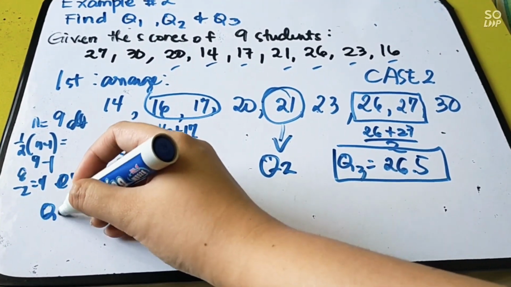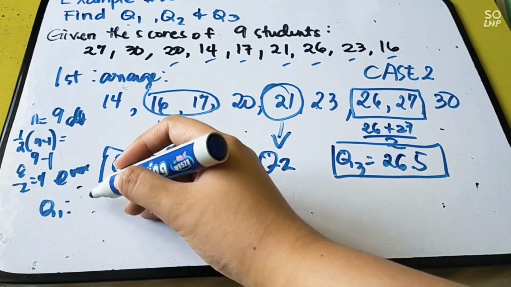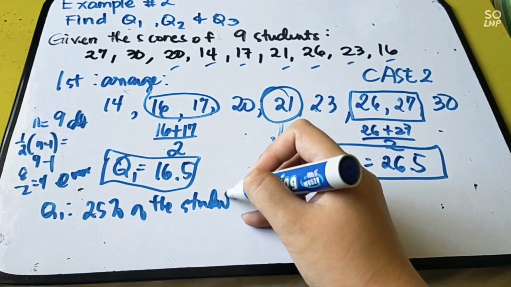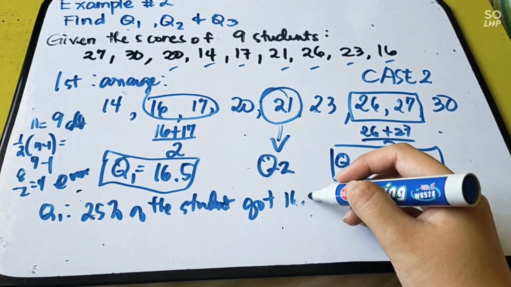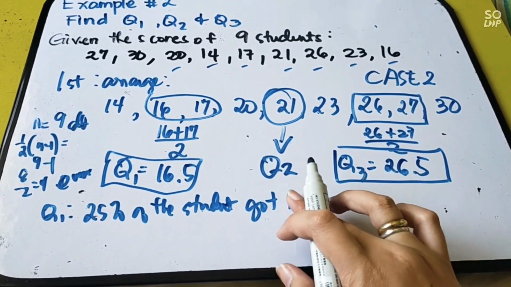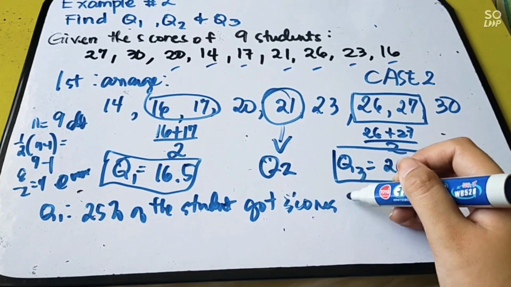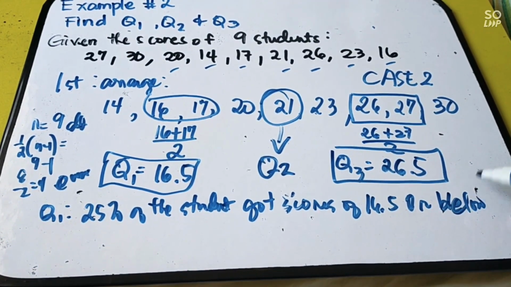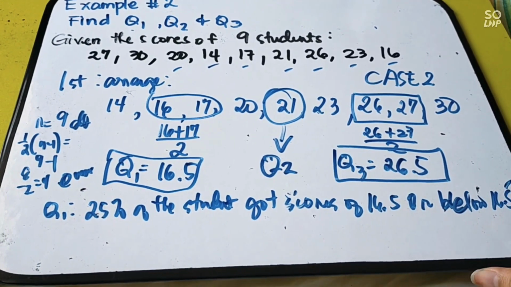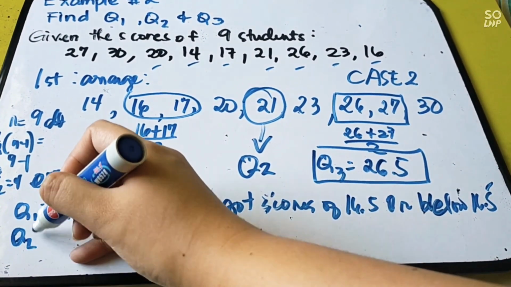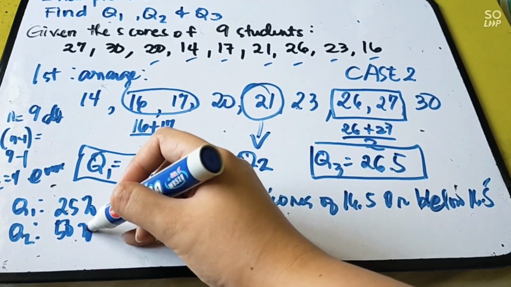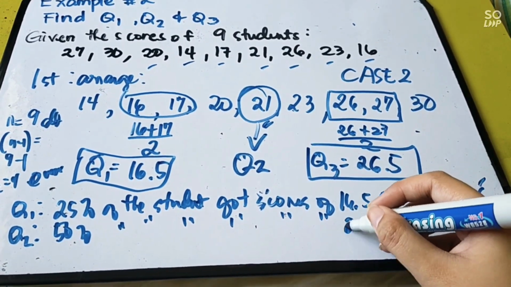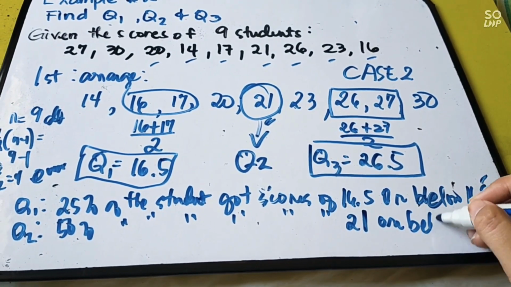Then, let us have interpret. Quartile 1. Meaning, we have 25% of the students got scores of 16.5 or below 16.5. Yan. Ano lang kasimple. Next tayo. Quartile 2. We have 50% of the students got scores of, we have here 21 or below 21.